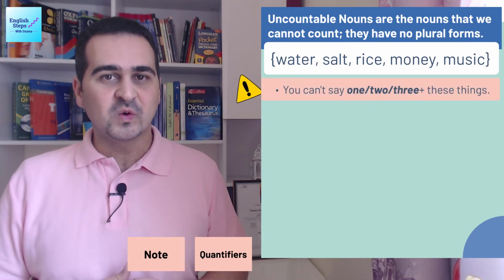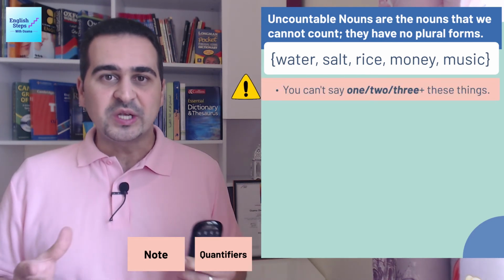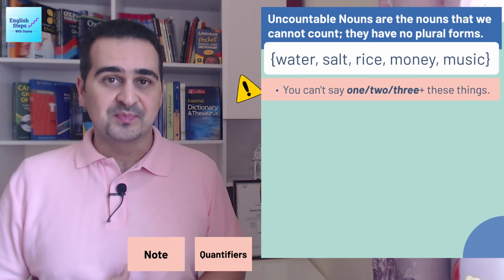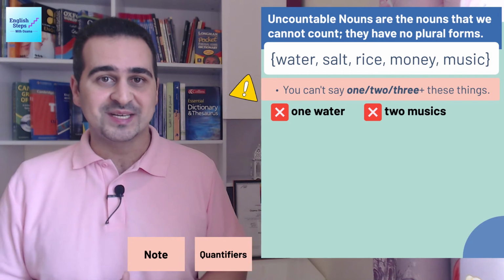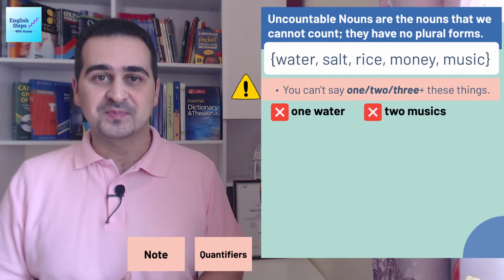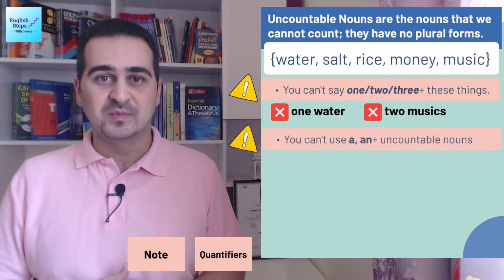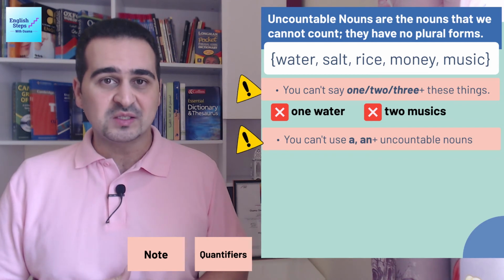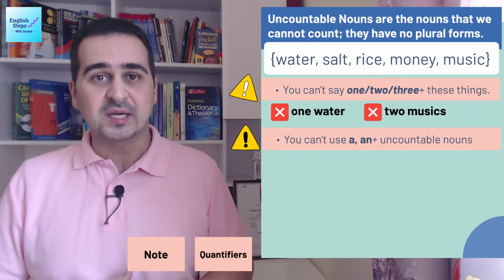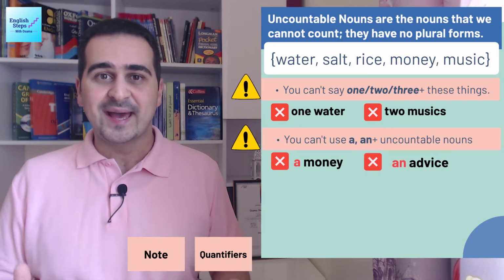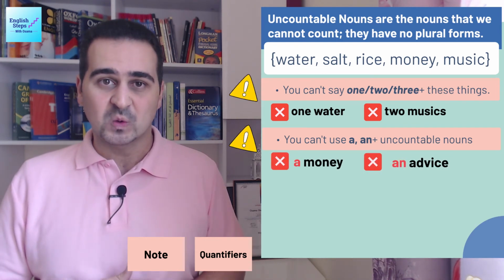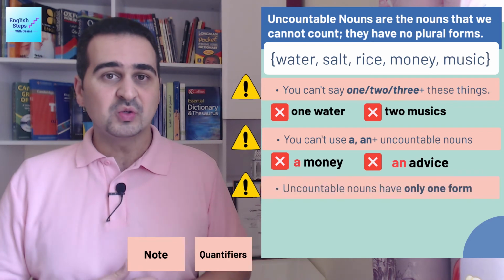The first rule for these nouns, we don't use numbers with them. I cannot say 1 water or 2 musics. This is wrong. Rule number 2, we don't use the indefinite articles a or an with the uncountable nouns. I cannot say a money or an advice. That is also wrong.